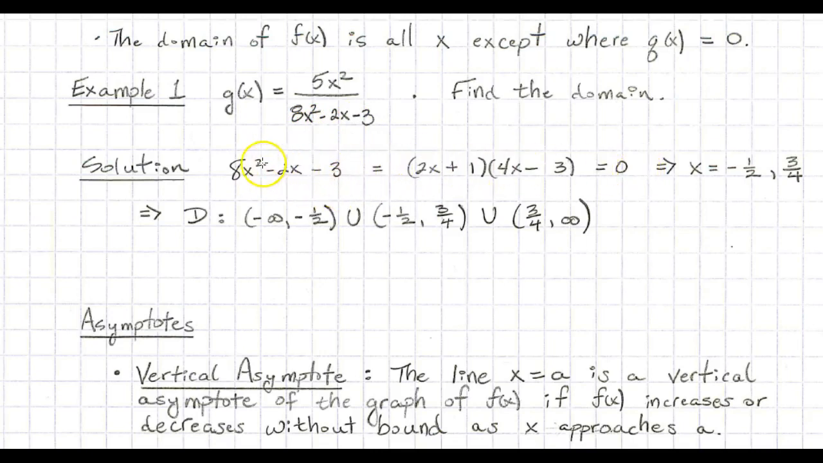I notice in that process that this can be factored. If you didn't see that, you could use the quadratic formula, but this factors into 2x plus 1 times 4x minus 3. Setting each equal to 0, x would be minus a half here, and x would be 3/4 here. Those are the two places where the denominator is 0, so the domain is all values of x except those two.